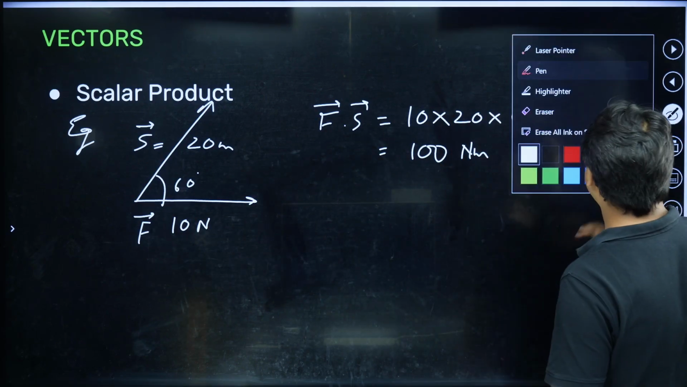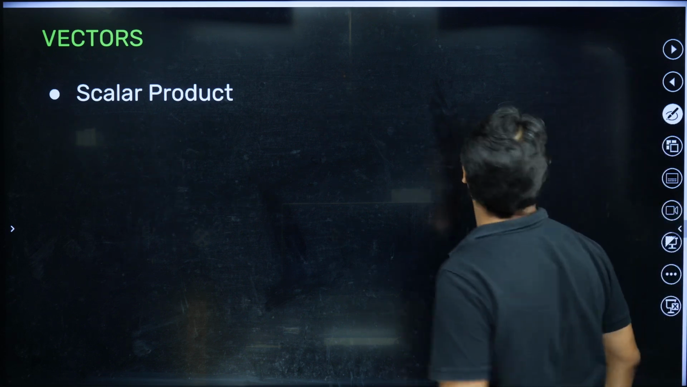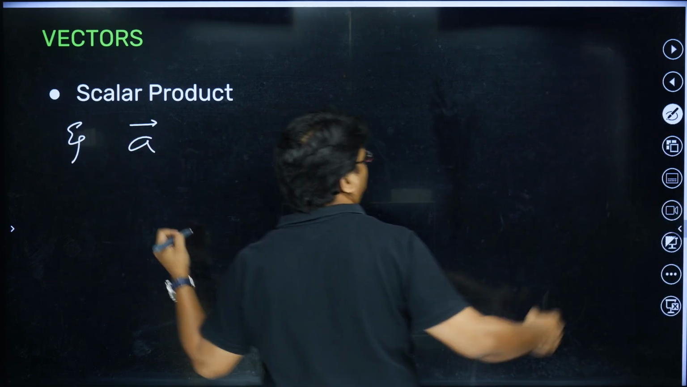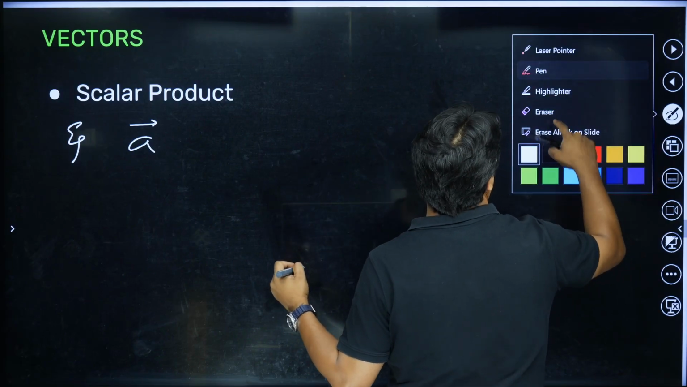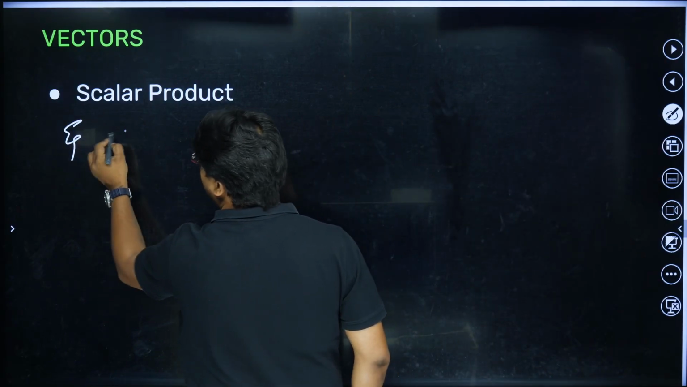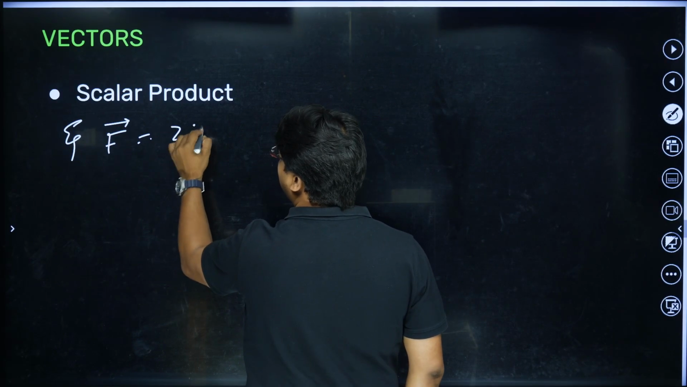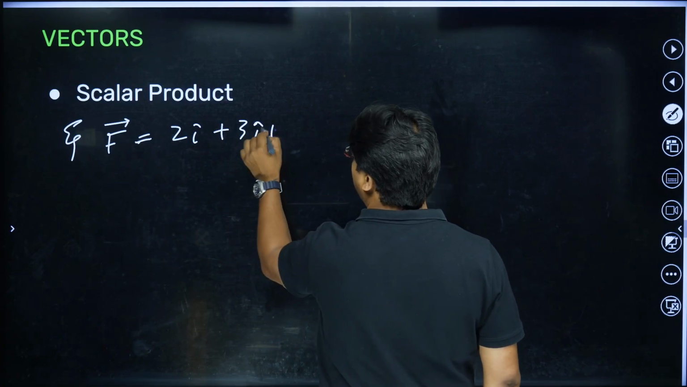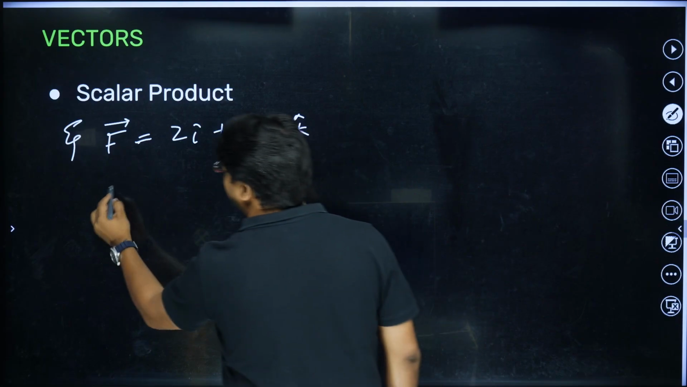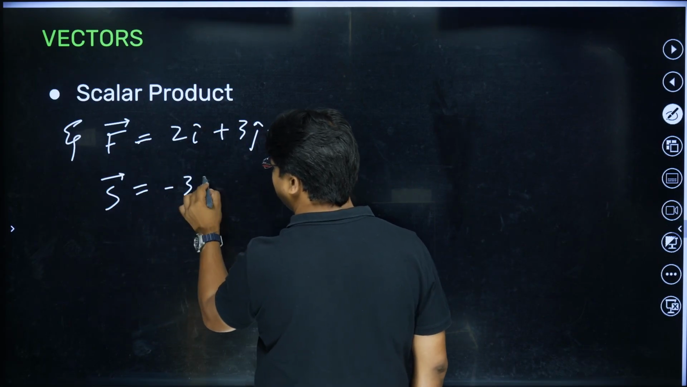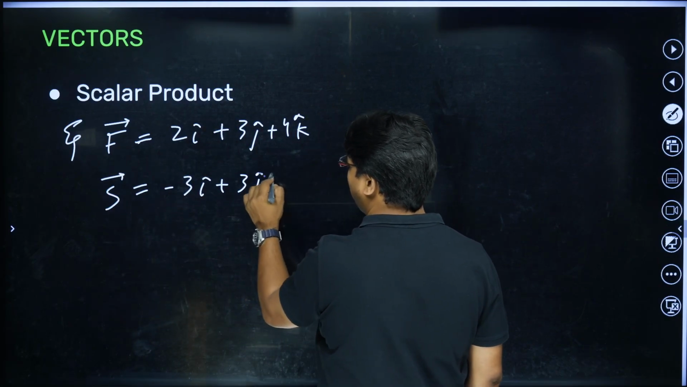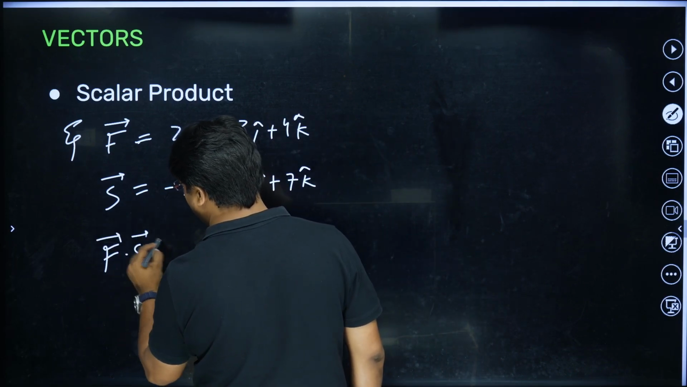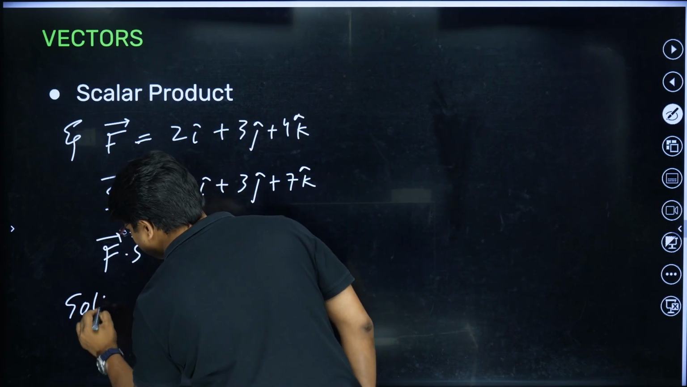Let's say instead of this, we were given vectors such as this, like let's say the force was given as 2I cap. I'm not writing the same force, maybe a different force. 2I cap plus 3J cap plus 4K cap, and the displacement was written as minus 3I cap plus 3J cap plus 7K cap. And then suppose we were asked to find out F dot S. Now what were we supposed to do?